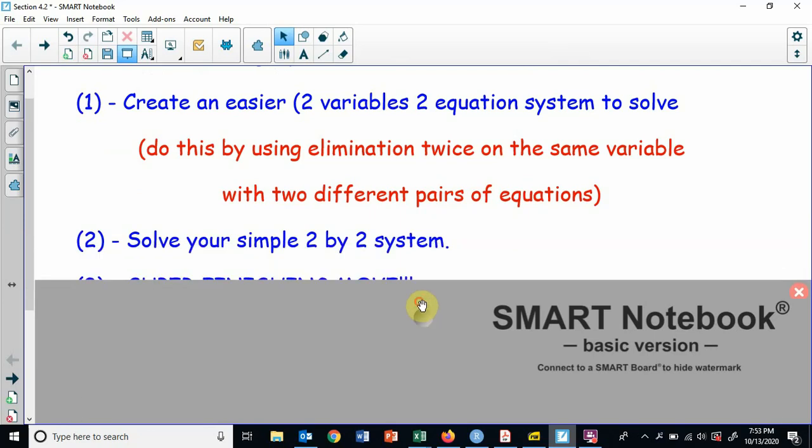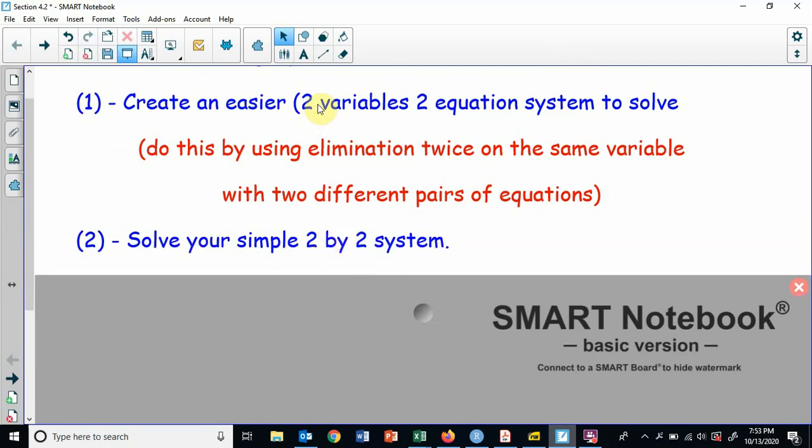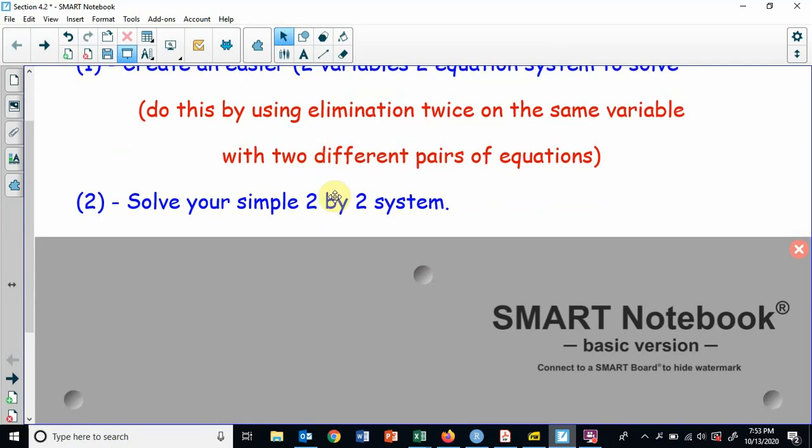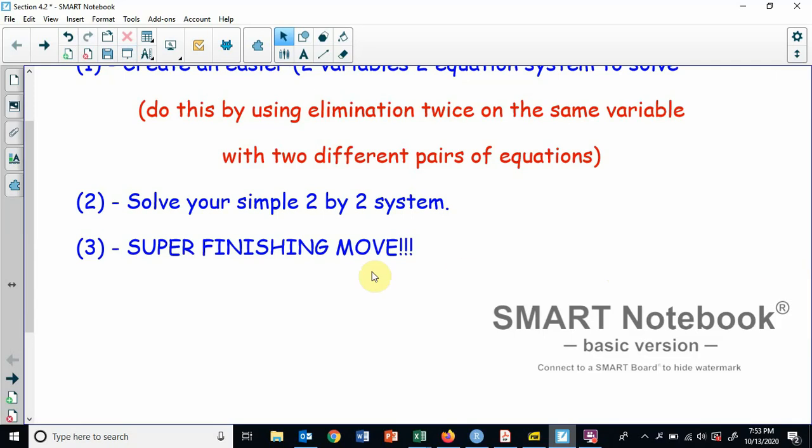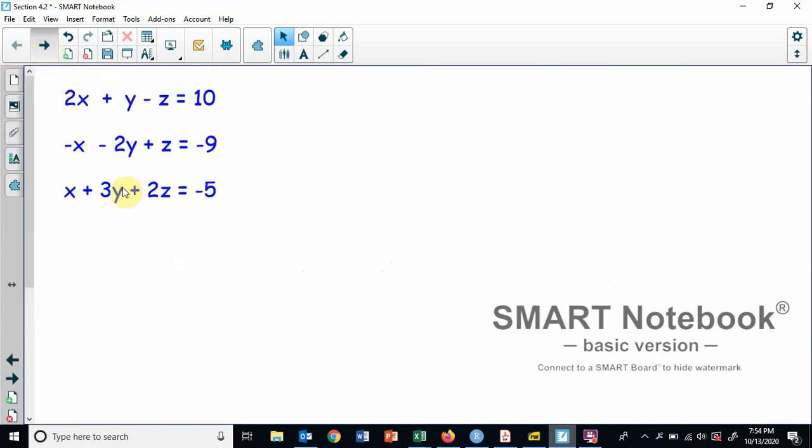Okay? Then we'll solve our simple 2x2 system, the one that we created here. And then we're going to do what I'm going to call our super finishing move. So we already have our finishing move, but we're going to have to plug in to make sure we get all 3 variables. So I just spiffied it up a bit, the super finishing move. So let's jump right into examples and see if I can show you what I meant.